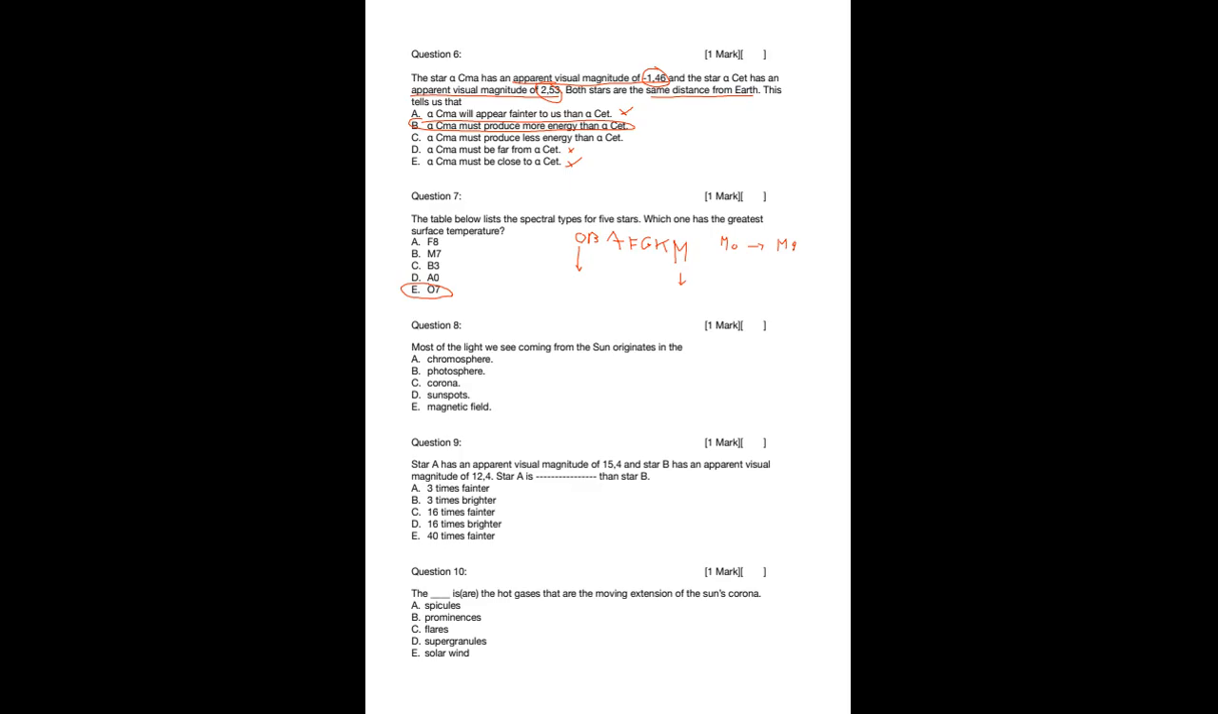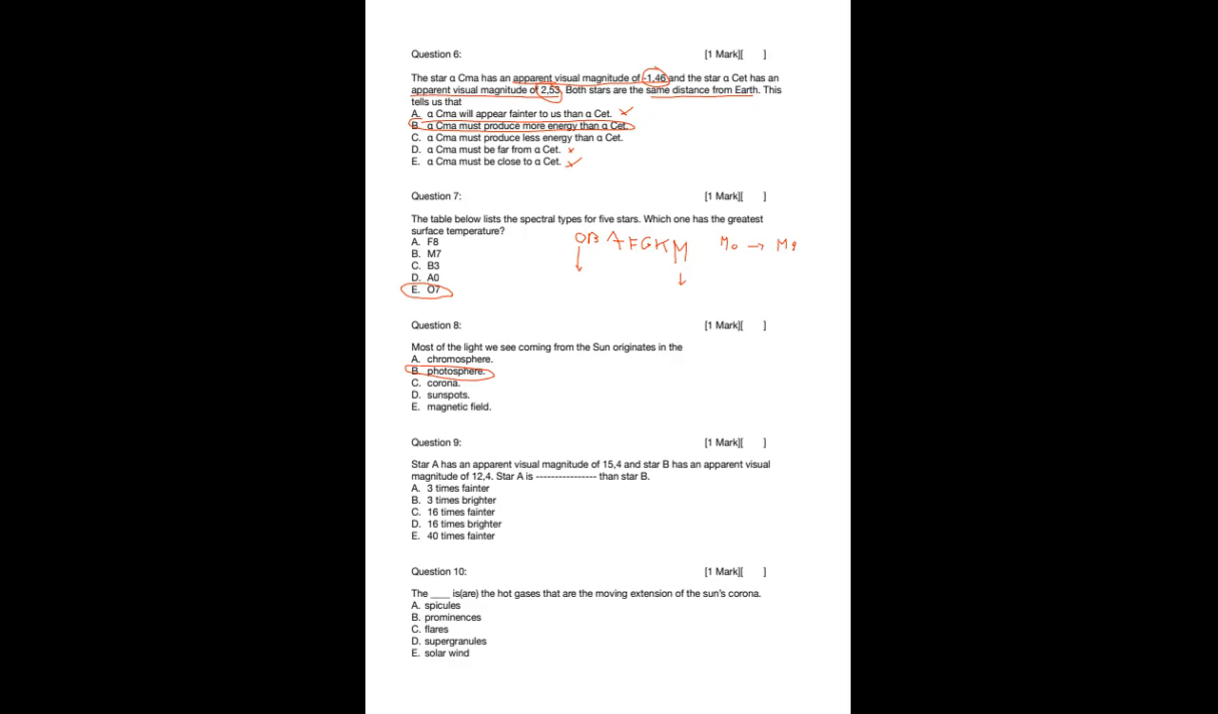So question number 8. Most of the light we see coming from the sun originates in the what of the sun? The chromosphere, photosphere, corona, sunspots, or magnetic field. So I see a C, I see an A, I see another C. Which one would you say is correct? I see a B. So the correct answer is B. Most of the light we see coming from the sun originates in the photosphere. So remember our lecture that we did on the sun.